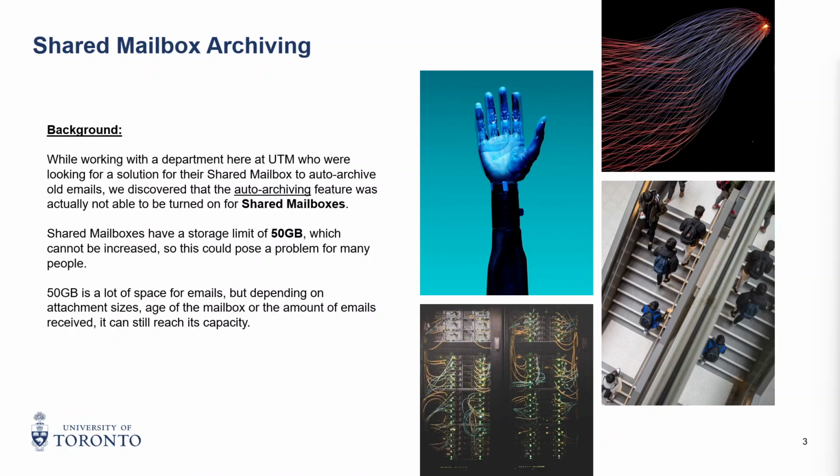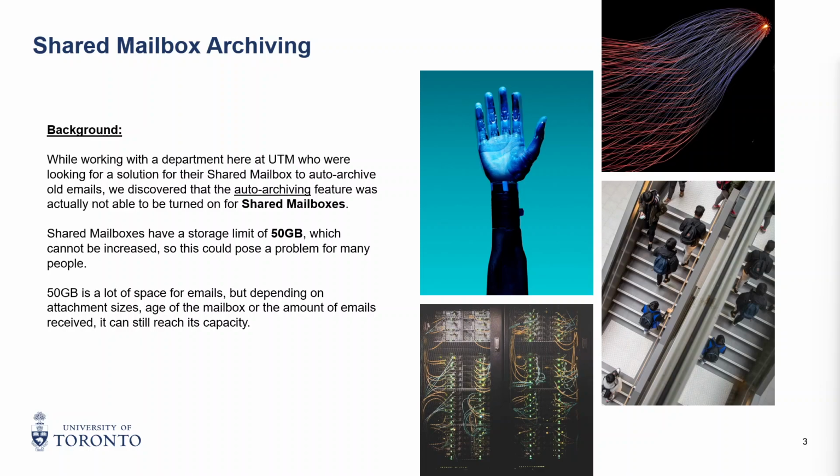So a little background. We noticed while working with a department here at UTM who were looking for a solution for their shared mailbox to auto archive old emails. They had a ton of emails from over a year ago, and they wanted to set up an auto archiving feature that would schedule it based on the age of an email, and then move it over to either a PST file or over to SharePoint. We discovered that auto archiving is actually not able to be turned on for shared mailboxes.